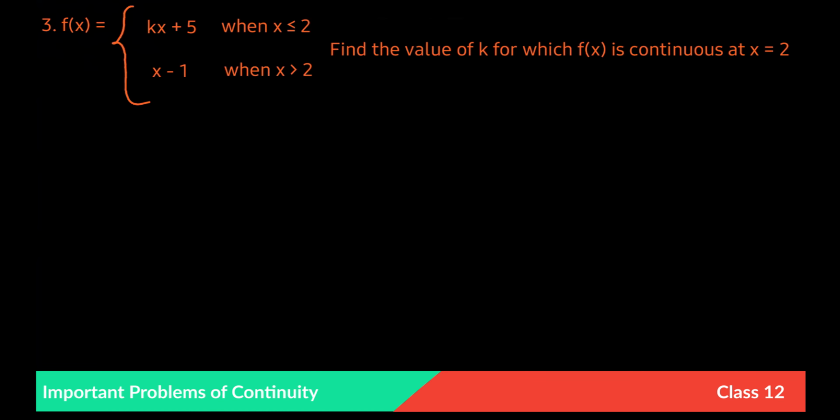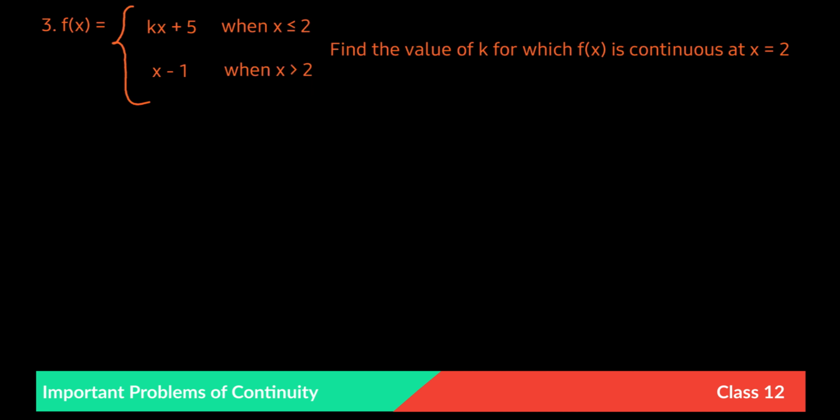So what is said here? f(x) is equal to kx plus 5 when x is less than or equal to 2, and x minus 1 when x is greater than 2. Then find the value of k for which f(x) is continuous at x equals 2. This is a similar type of sum as the number 1 sum that we have done.